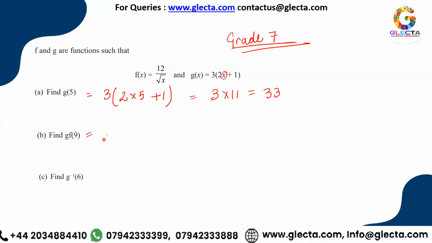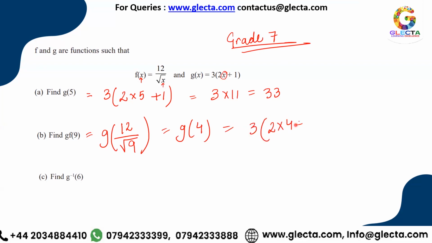All right, let's have a look at the answer. So we have to do g(f(9)). Now, f(9), what is the function f? 12 over square root of x, right? Now, instead of having x, we have 9, right? So 12 over 3, that is 4. Now, you just replace x by 4 in your function g. That's it. 2 times 4, 8. 8 plus 1, 9. You're doing 3 times 9, which gives you your answer as 27. All right, so 27 is the correct answer. This was composition of functions.